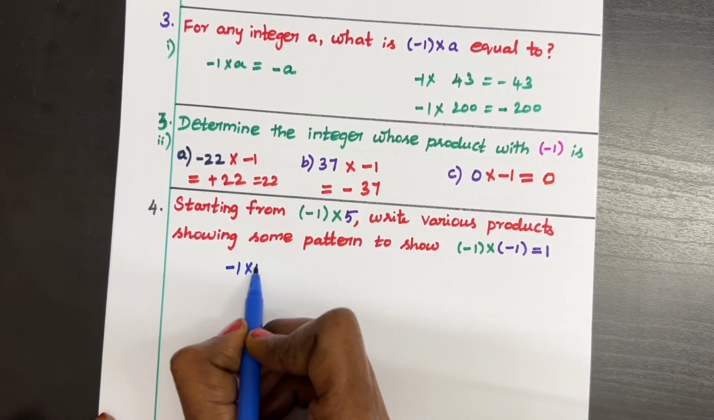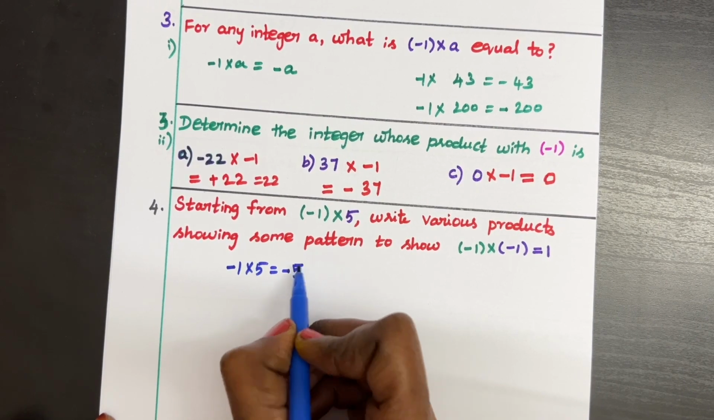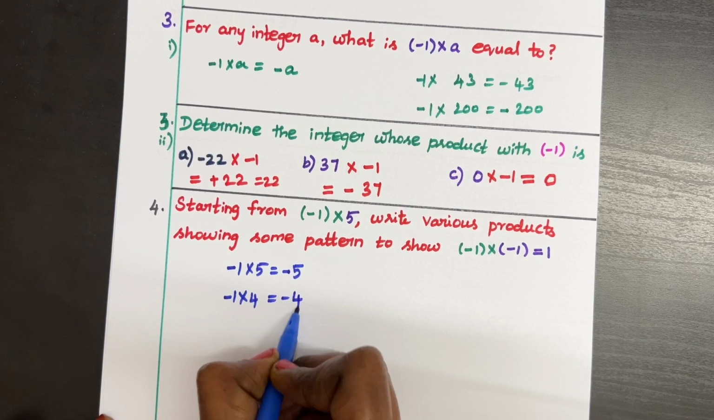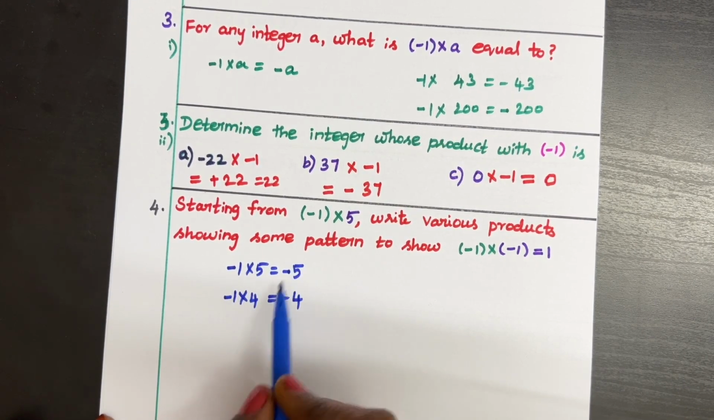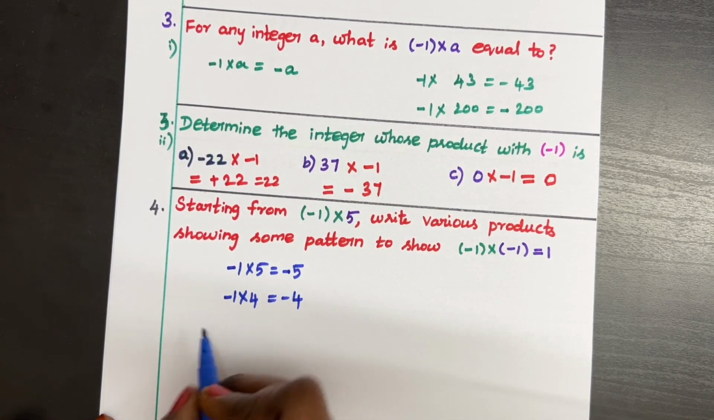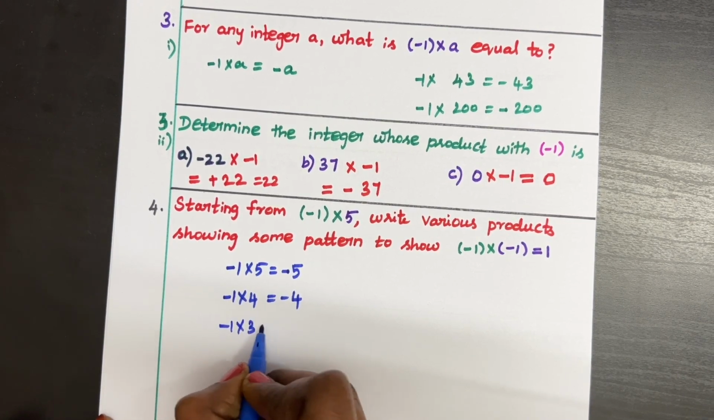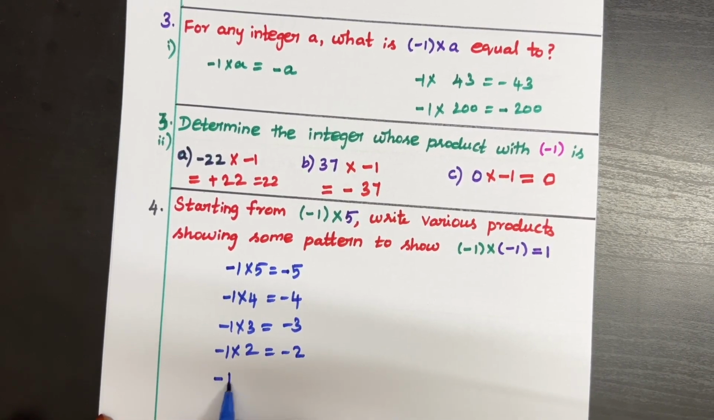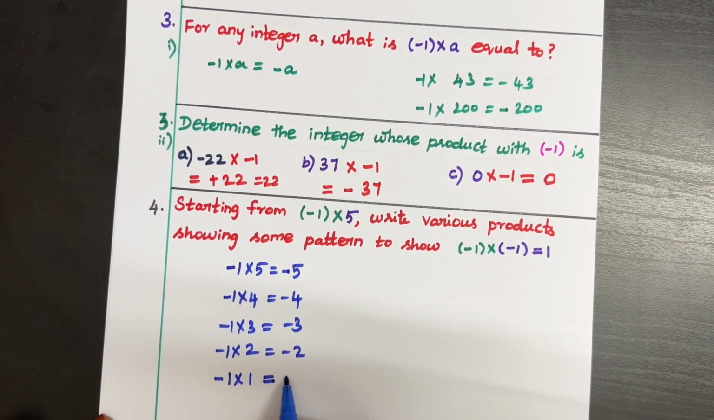Minus 1 into 5 gives you minus 5. Again, minus 1 into 4, minus 4. See, negative into positive, so negative number. Using this also you can see. Minus 1 into 3, minus 3. Minus 1 into 2, minus 2. Minus 1 into 1, minus 1. Minus 1 into 0, 0. Minus 1 into minus 1 equal to positive 1.